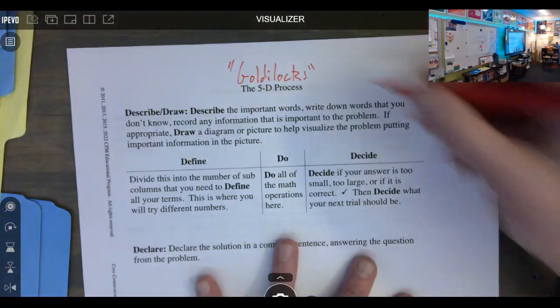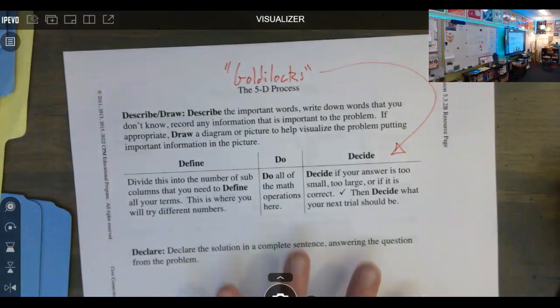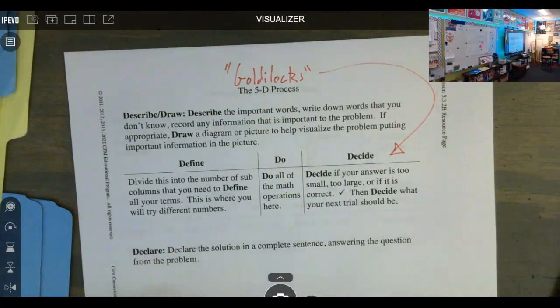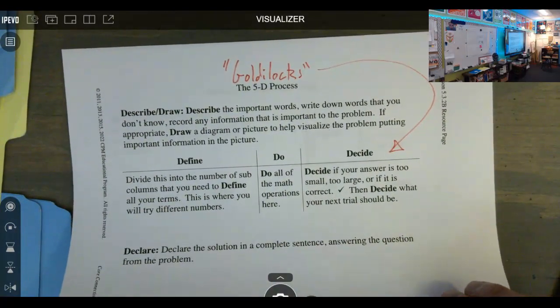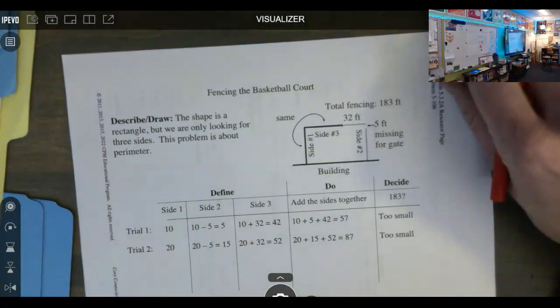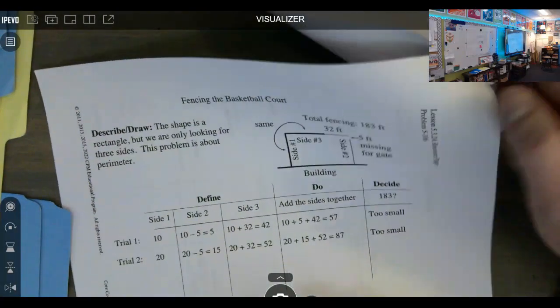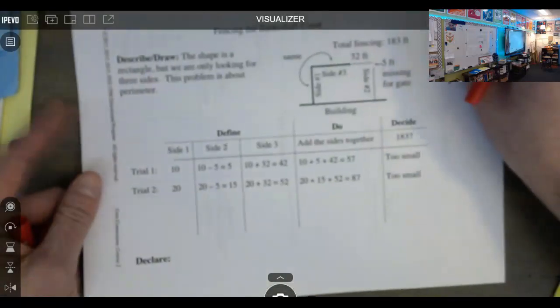What do I mean by that? Too big. Are we too soft? Too firm? Just right? Are we too hot? Too cold? Just right? Are we too small? Too big? Or just right? So flip to the back of that. Oh, sorry. Real quick before we flip.